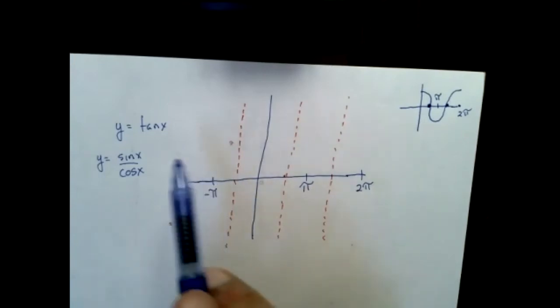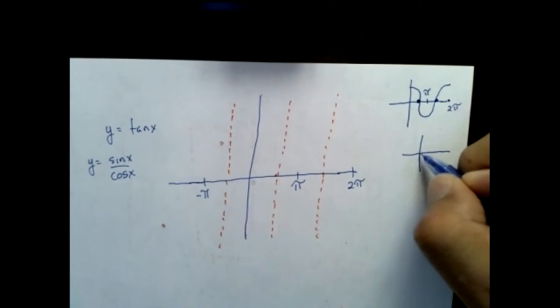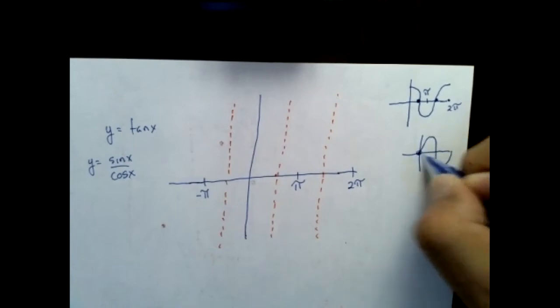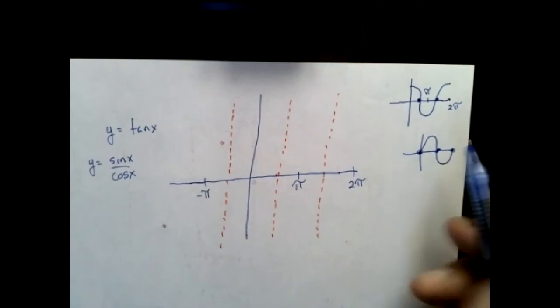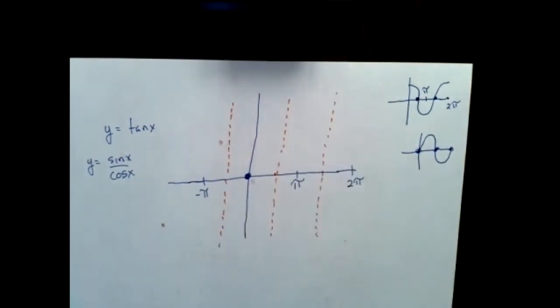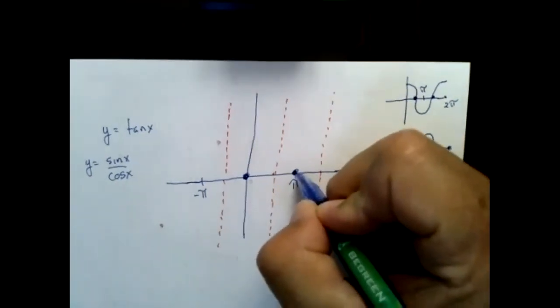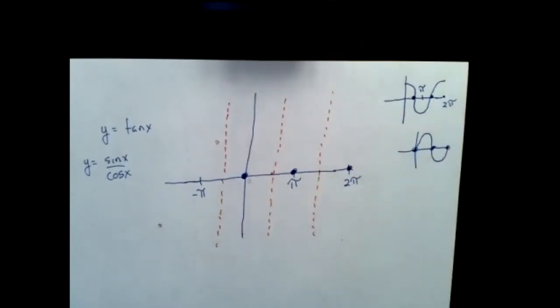My next bit of information is the sine. When was the sine 0? Not that I'm dividing by 0, but it'll be the fact that it would be 0 over anything. And according to this, the sine was 0 at 0. So I know that's one of the points on my graph. At pi, it's 0. At 2 pi, it was 0.